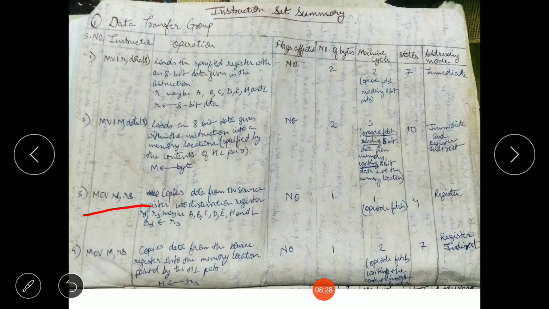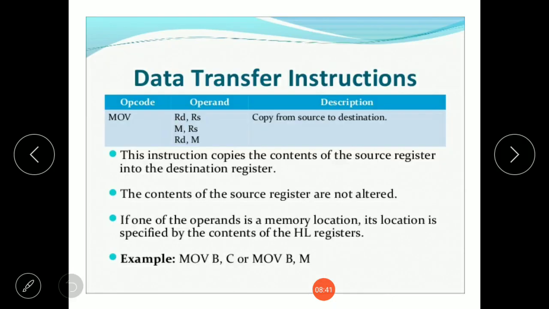Now flags affected. Obviously it comes under the data transfer group and only a copying operation is done in this instruction, so no flags will get affected. Now number of bytes. As you can see, MOV Rd, Rs, for example MOV B, C, has no hexadecimal number mentioned in the instruction. So this instruction will be of 1 byte only, and that byte is the opcode of the instruction. That's why the number of bytes is 1 byte.